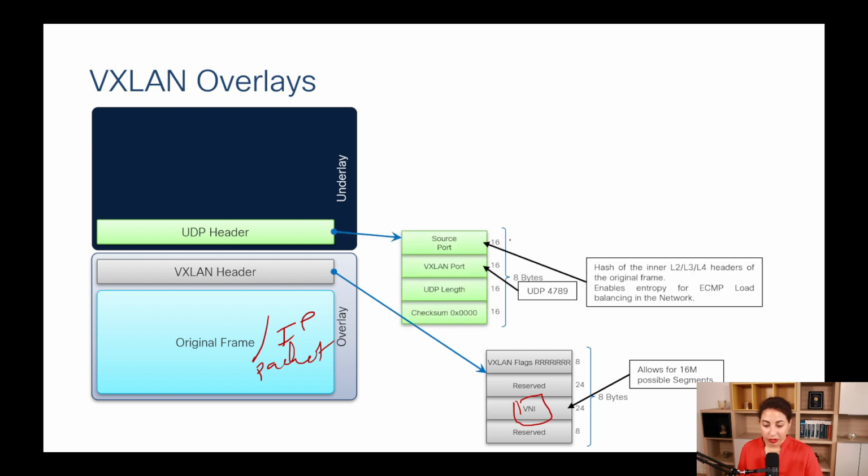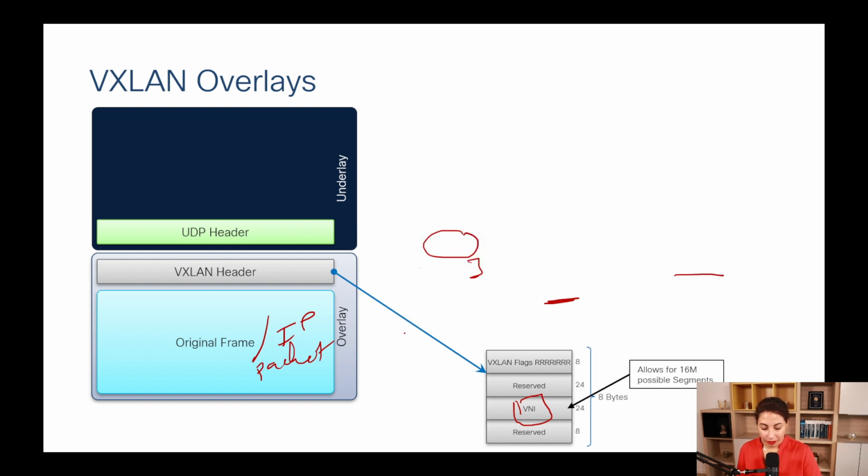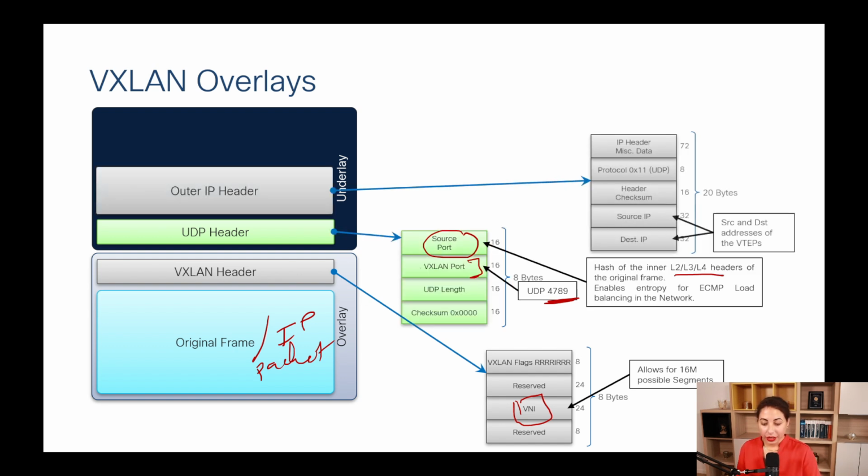A quick mention about the UDP header. Again, we are going to enter into much more detail in the next sections, but the destination port of the UDP header is a well-known port, 4789, and the source port will be computed dynamically using information from the inner header. And why do we do this? Simply to provide entropy and to allow for multipathing. And then we have this outer header where we find the source IP and the destination IP of the VTEPs.